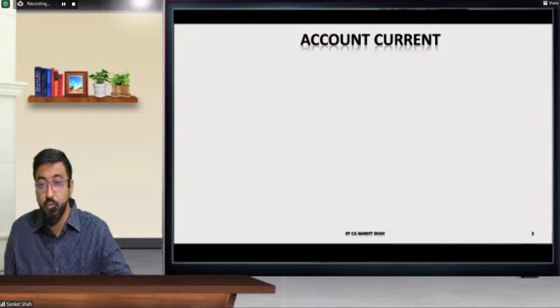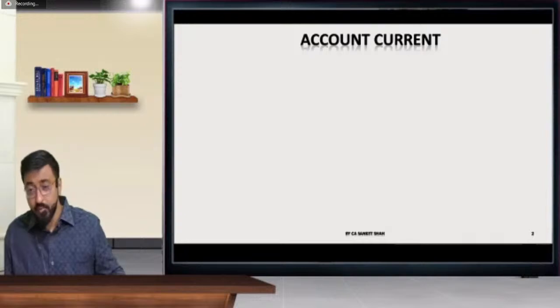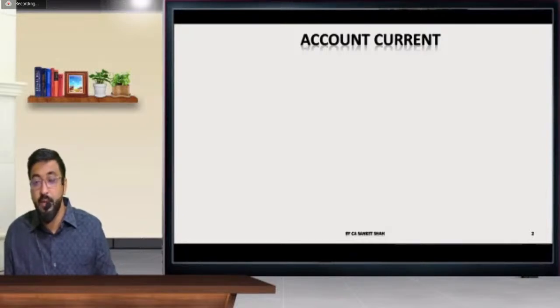Before starting today's session, first quickly revise all entries, then chapter number 6. Traditional approach, modern approach. Traditional approach: debit the debtor, credit the creditor is a rule for personal account. Debit the receiver, credit the giver; debtor becomes giver, creditor becomes receiver. Real account: debit what comes in, credit what goes out. Nominal account: debit all expenses and losses, credit all incomes and gains.